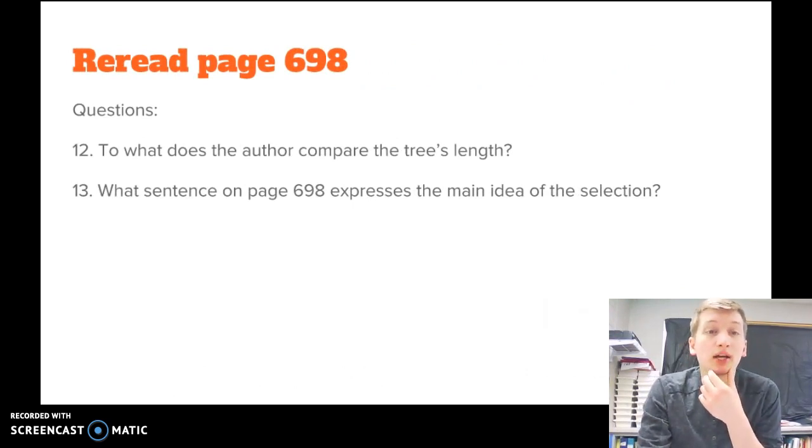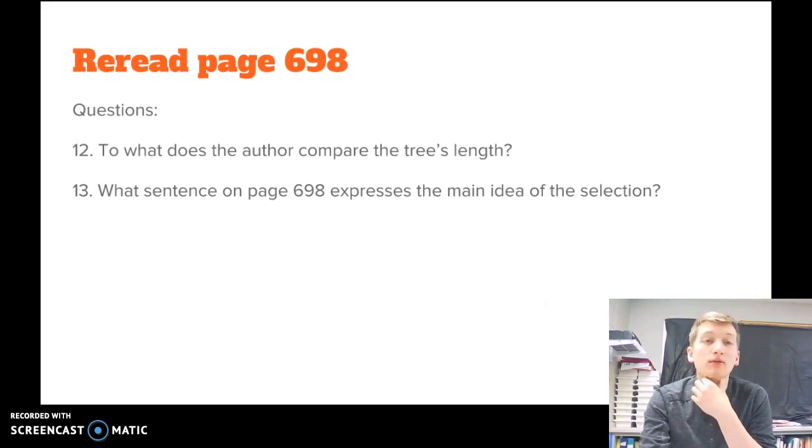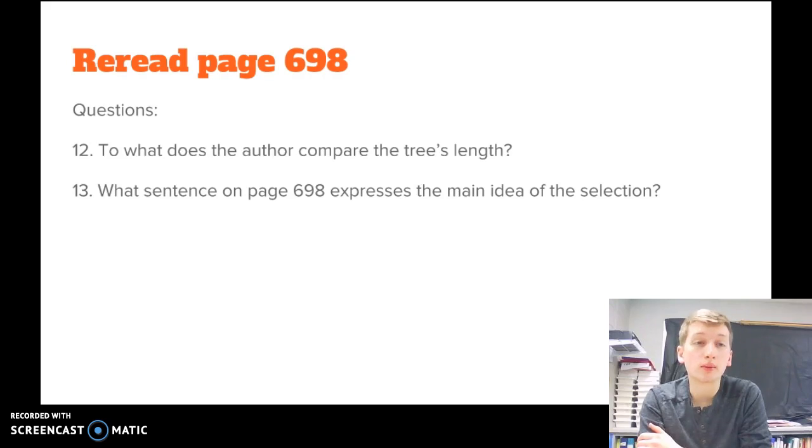Alright, now reread page 698 and then answer the following questions. Number 12. To what does the author compare the tree's length? So the author compares the tree's length to something that's not a tree. What is it? And then number 13, last question. What sentence on page 698 expresses the main idea of the selection? So what sentence does the author use specifically that expresses the main idea of the entire passage, not just page 698, but the entire thing?